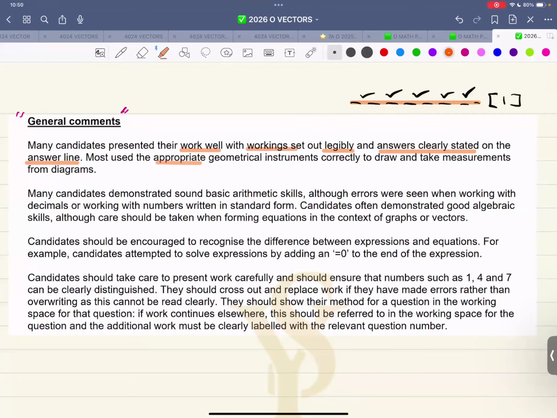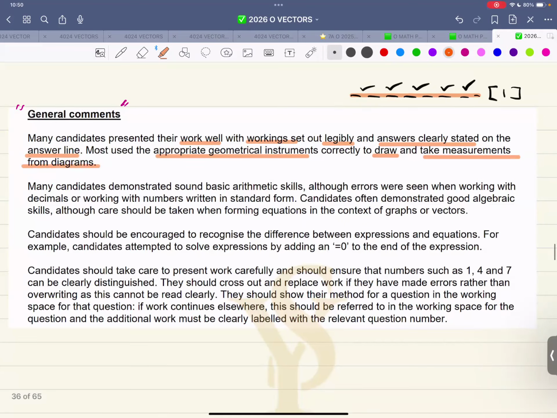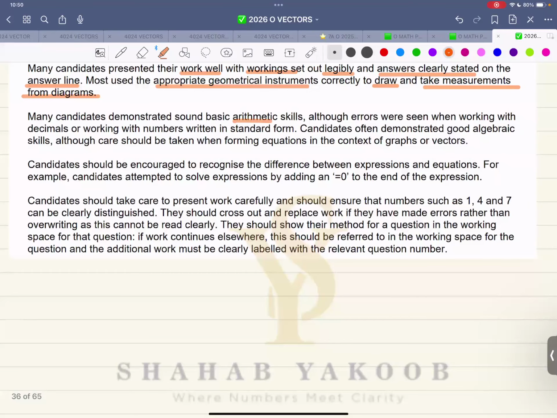Most use appropriate geometrical instruments correctly to draw. Maybe it's about a circle, a compass, a curve, and so on, and take measurements from diagrams. Many candidates demonstrated sound basic arithmetic skills, although errors were seen when working with decimals or working with numbers written in standard form. So that is the weak area in that particular paper. Candidates often demonstrated good algebraic skills, although care should be taken when forming equations in the context of graphs or vectors. So that means it should again be something logical.